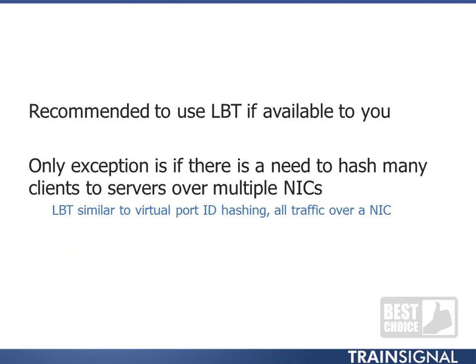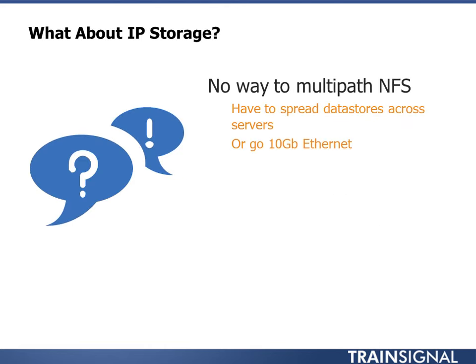The problem with LBT is the most I can do for a single VM is 1 NIC's worth of throughput. So if I've got 50 clients talking to that one busy server, all that traffic is going to go across 1 NIC because it's virtual port ID hashing. So in that case, you may want to go do IP hashing. But again, I commonly see people overestimate their requirements, and once we look at it and see it, often they go to LBT. What about IP storage?